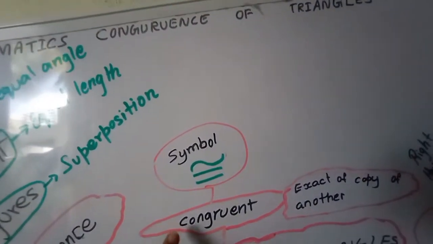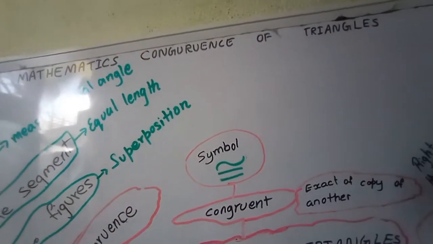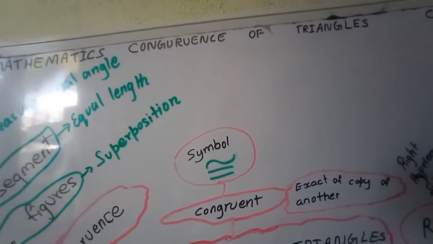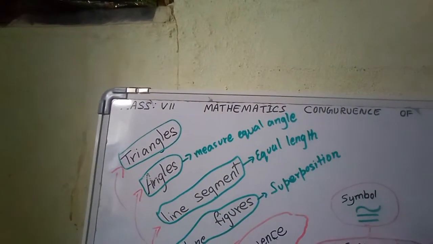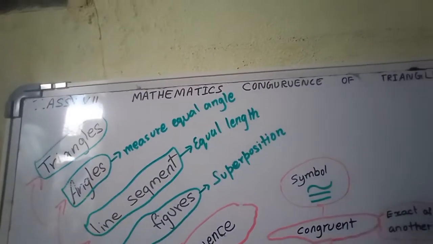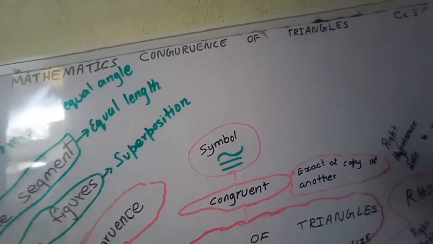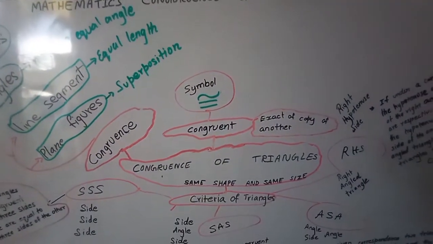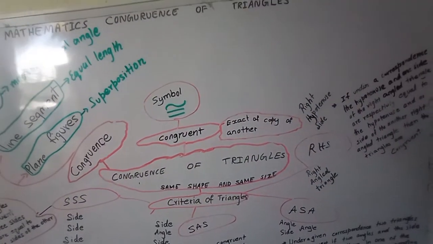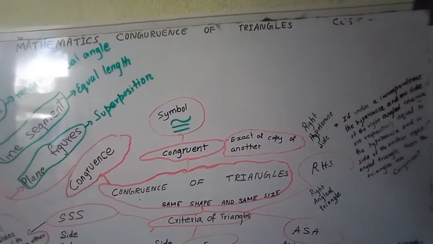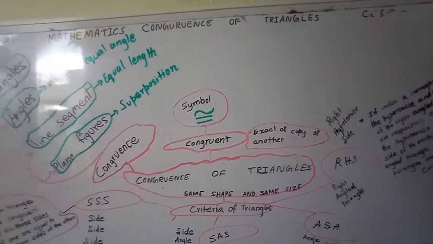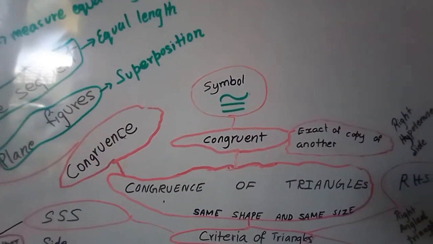The main thing is that we use this symbol for congruence. Then we go to triangles. It is applied to triangles as well, but based on different criteria we can find it out. The first criterion of the triangle is SSS.